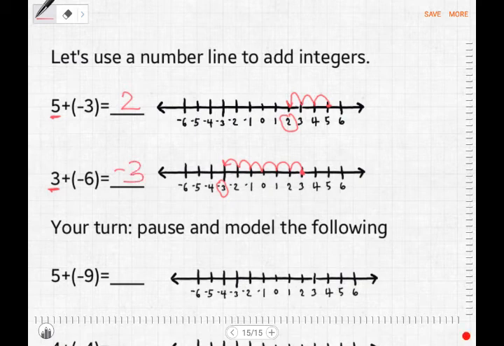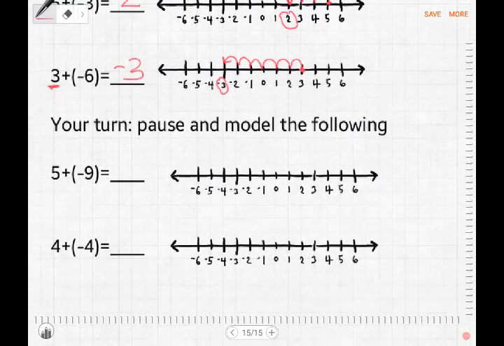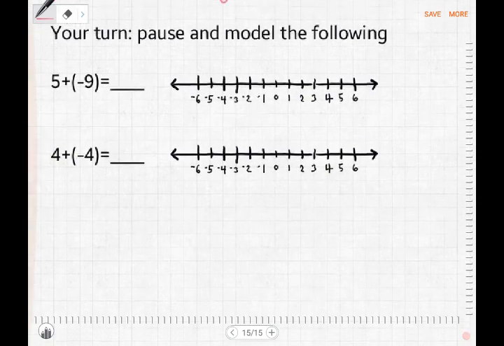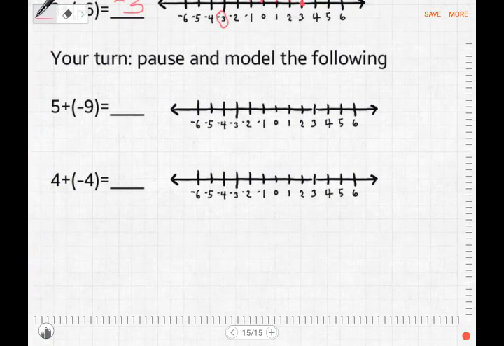Okay? Now, I've got a couple more problems down here at the bottom for you to try, and then we'll correct them. So again, I'm going to ask you to pause and work out these problems and then turn it back on.